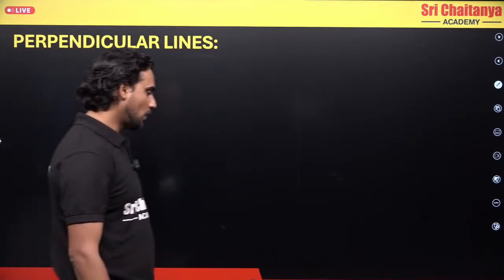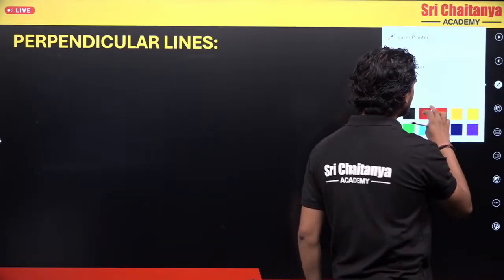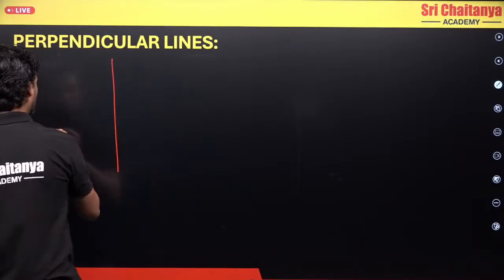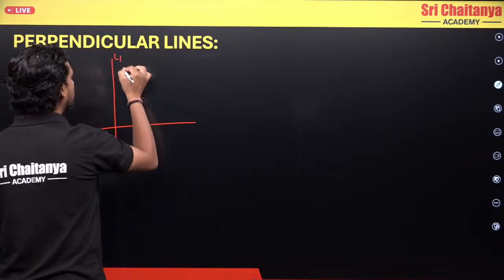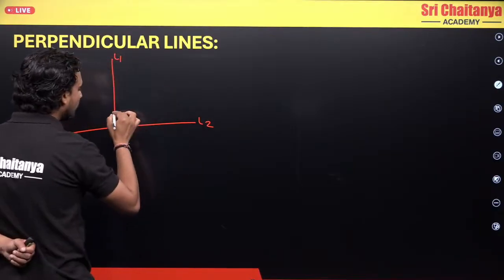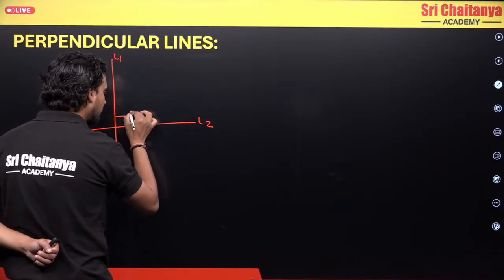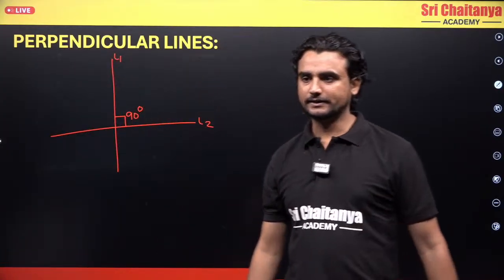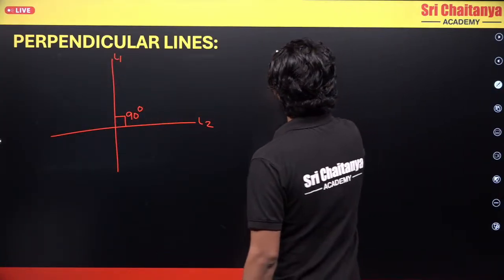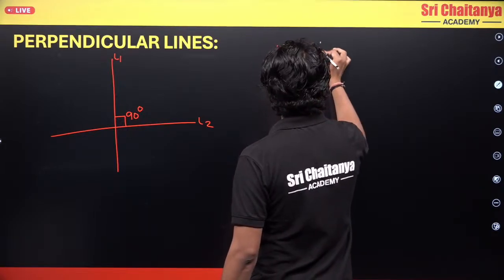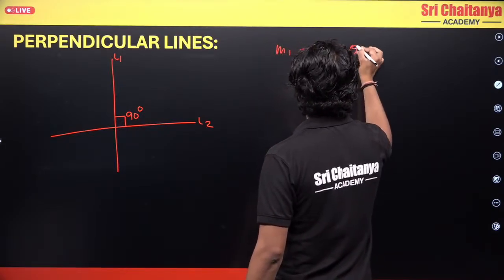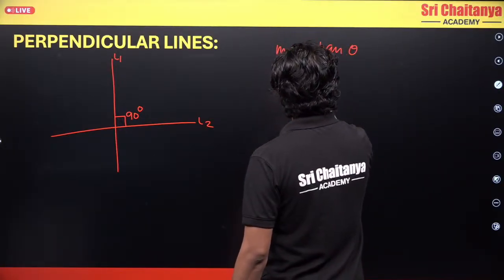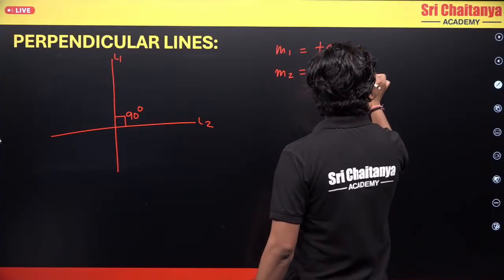Perpendicular lines. Now we have done parallel lines, and we'll move on to perpendicular lines. So what are perpendicular lines? Let's say this is my line 1 and this is my line 2. Two lines are said to be perpendicular when the angle between them is 90 degrees. Let's say if my m1 is equal to tan theta, what should m2 be equal to? m2 will be equal to tan of theta plus 90.